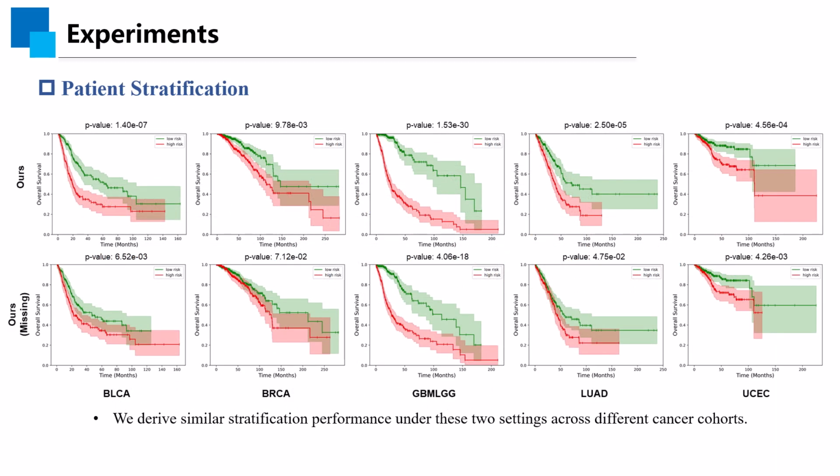The Kaplan-Meier survival curves are used to test the patient stratification performance among different methods. As shown in the figure, we derive similar stratification performance under these two settings across different cancer cohorts. These results clearly demonstrate that the genomic features generated by our method are also associated with the survival information, which in turn can help predict the clinical outcome of cancer patients.